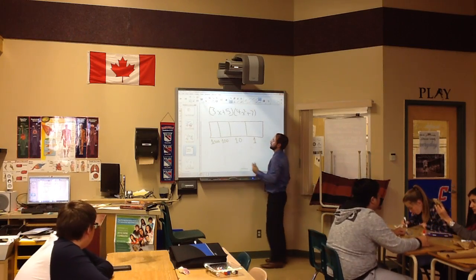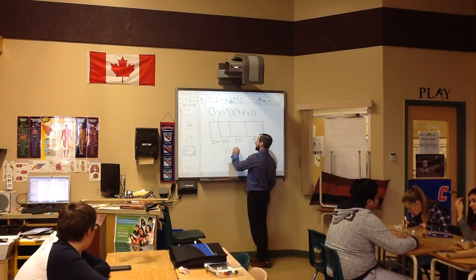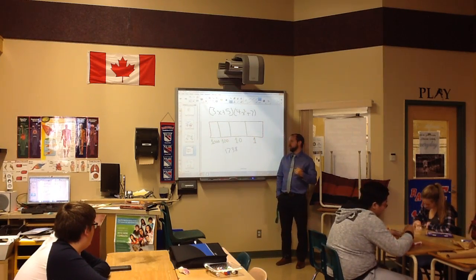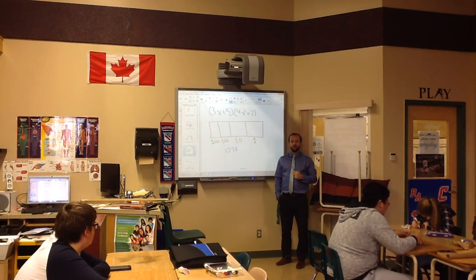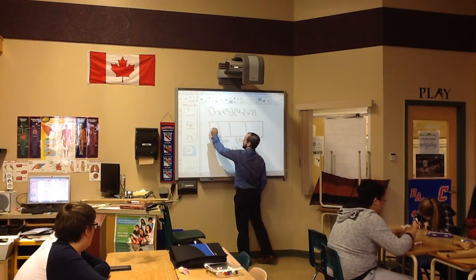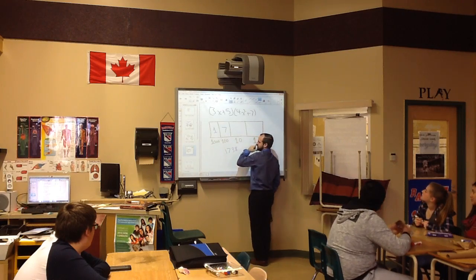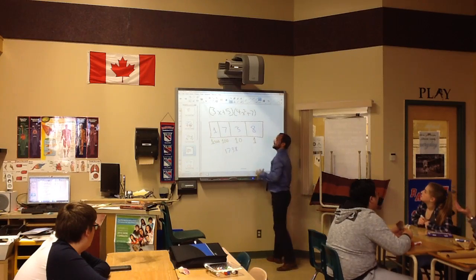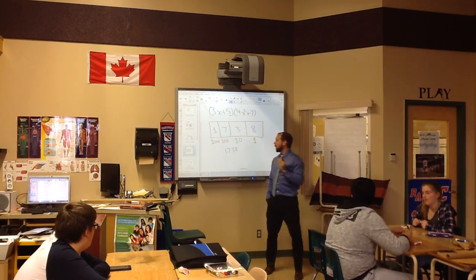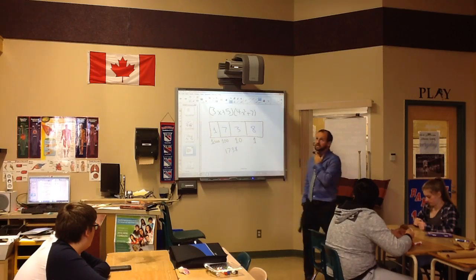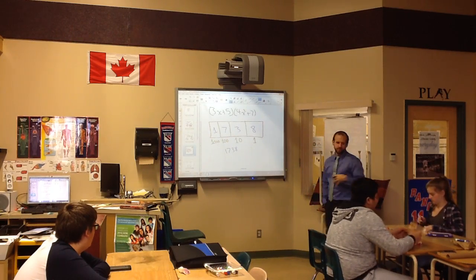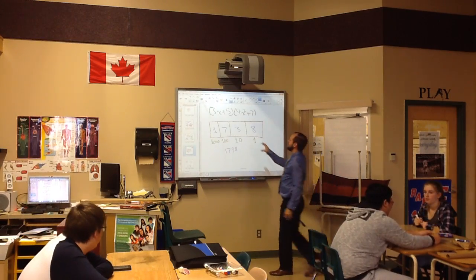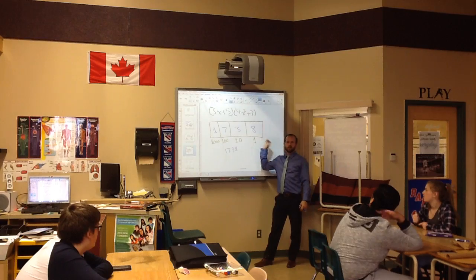So if I gave you a number, 1738, where would everything break down? How many groups of 1,000 do I have in 1738? 1. How many groups of 100 do I have? 7. How many groups of 10 do I have? 3. How many groups of 1s do I have? 8. So I have 1 thousand, 7 hundreds, 3 tens, and 8 ones. Okay? Keep in mind how we break this down to represent our number.